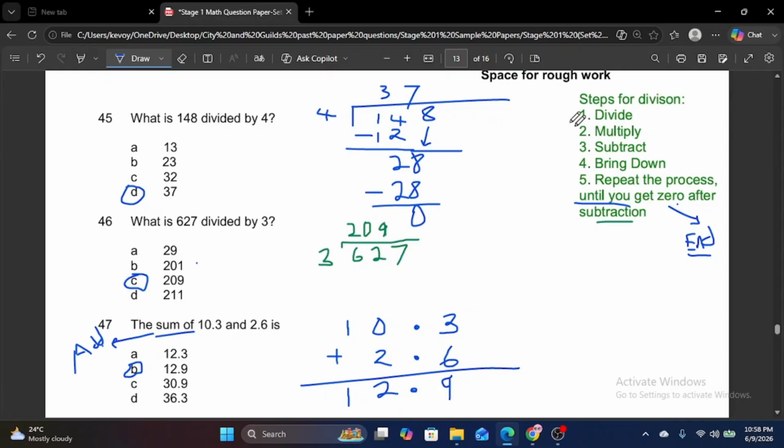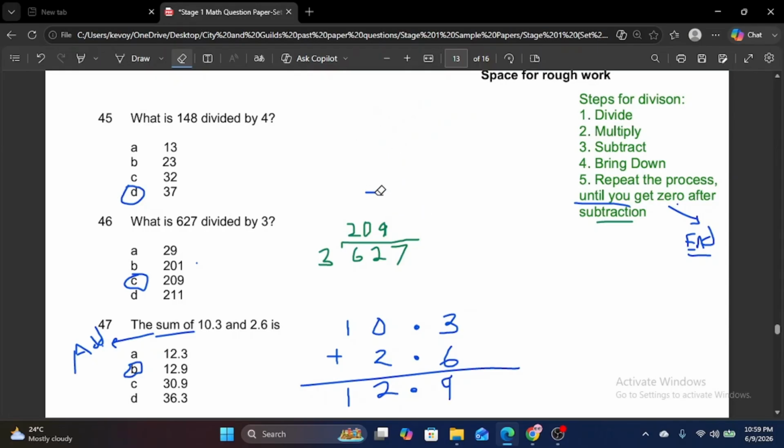Alright, so I'm going to divide my 148 by 4, and I'm going to quickly do that. I don't know why it didn't record that part, but we're not going to complain. We're just going to do what we need to do. So 4 into 148. How many times can 4 go into 14? That's going to be 3, because after you divide and multiply, 3 times 4 is going to be 12.